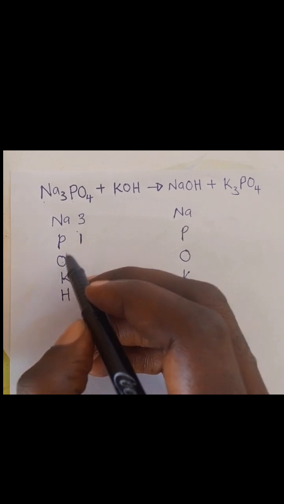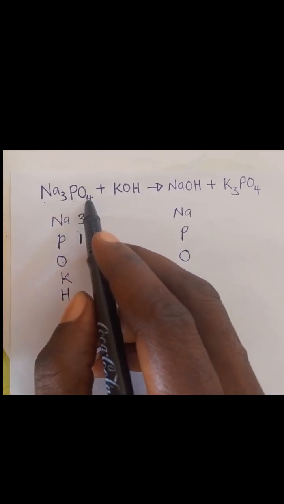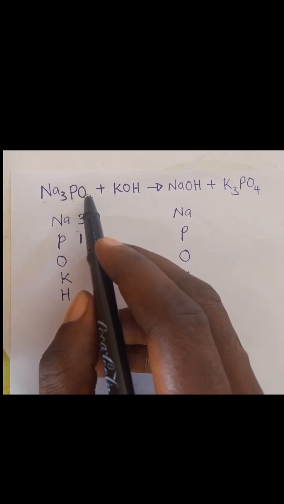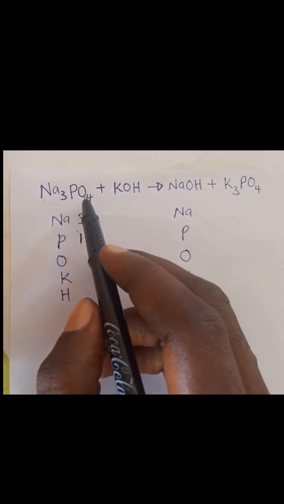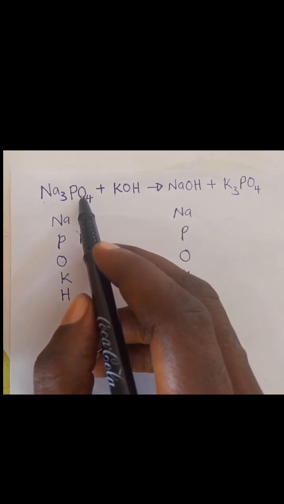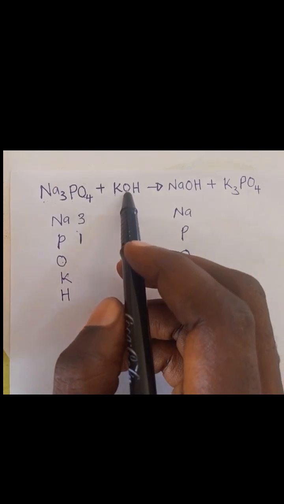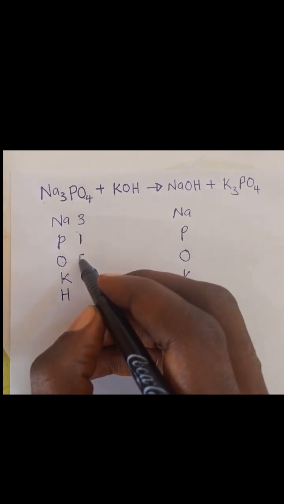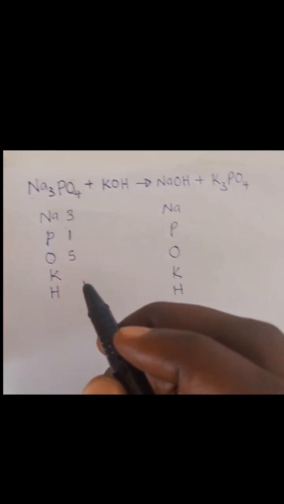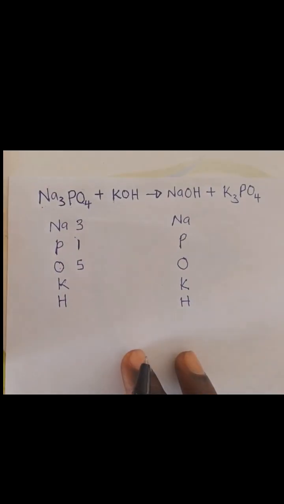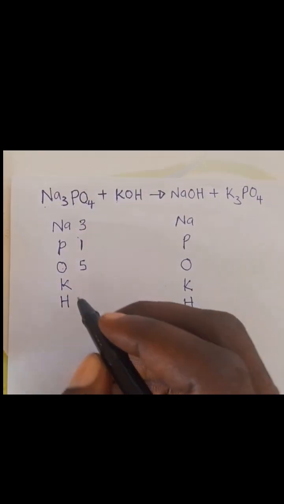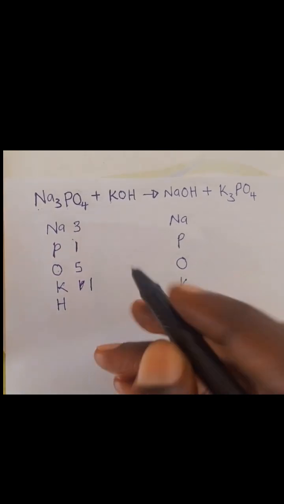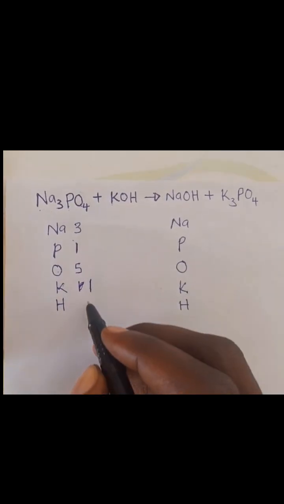For oxygen, here we have four oxygens. This four only affects oxygen, unless it's in a bracket, then it will affect other atoms. But in this case, this 4 is for oxygen. Now, I have another oxygen here, which is 1. 1 plus 4 is 5. So there are 5 oxygen atoms on the left side. Now, for potassium, we have just one potassium atom here. Now, for hydrogen, we only have one hydrogen atom.